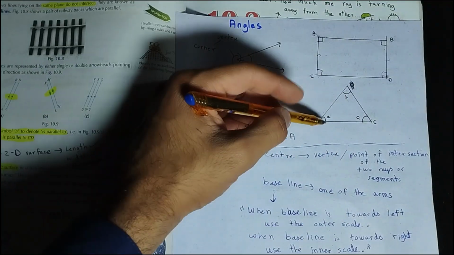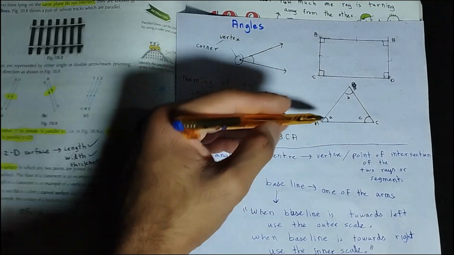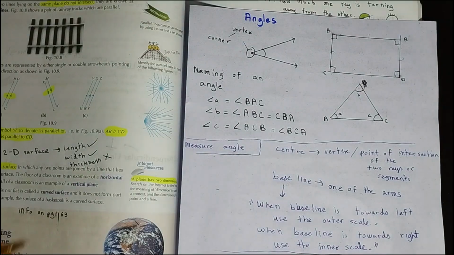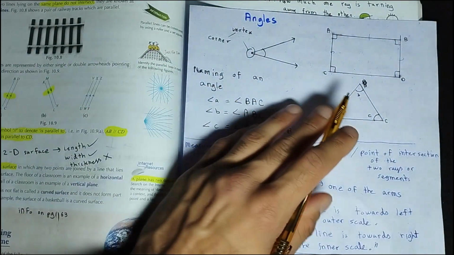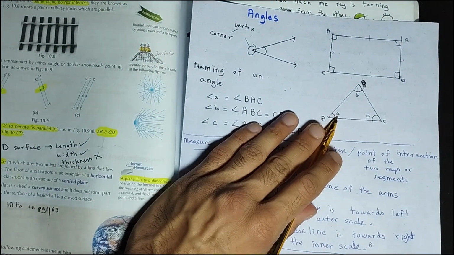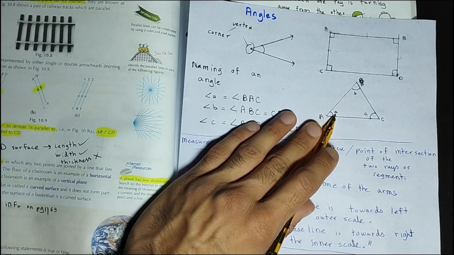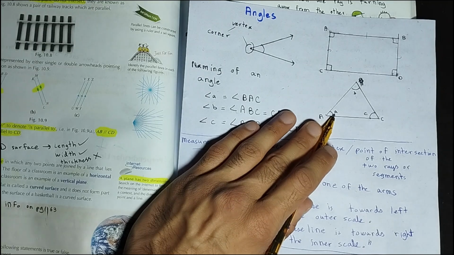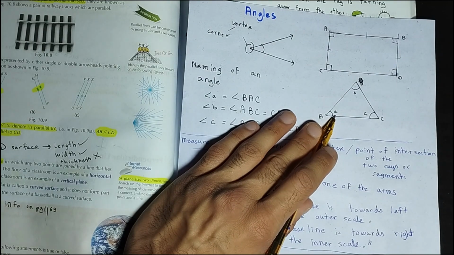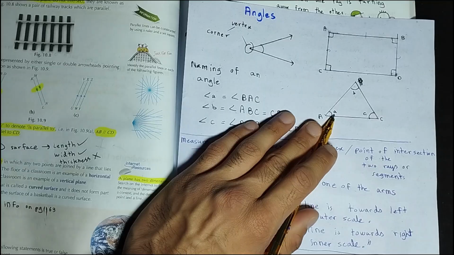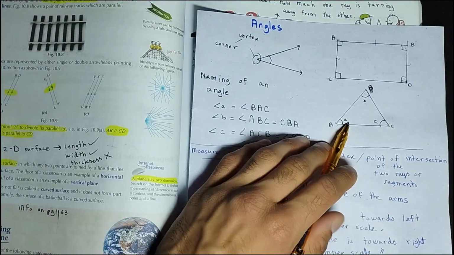Okay, because it has 3 vertices. 1, 2, 3 vertices. Okay, now I'm going to name these angles. First of all, I can denote an angle by using small letters, small alphabets. So I named this angle small a, or small b, or small c, d, e, f, g, h, i, j, it doesn't matter, as long as it's small letters.